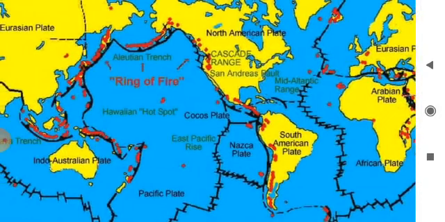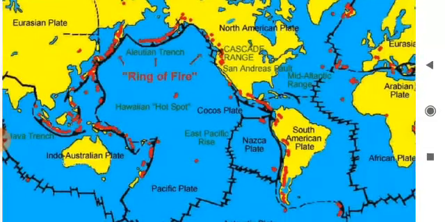This is the most important belt of volcanoes and is also known as the ring of fire. Just follow the zone. It extends from South America up to New Zealand.